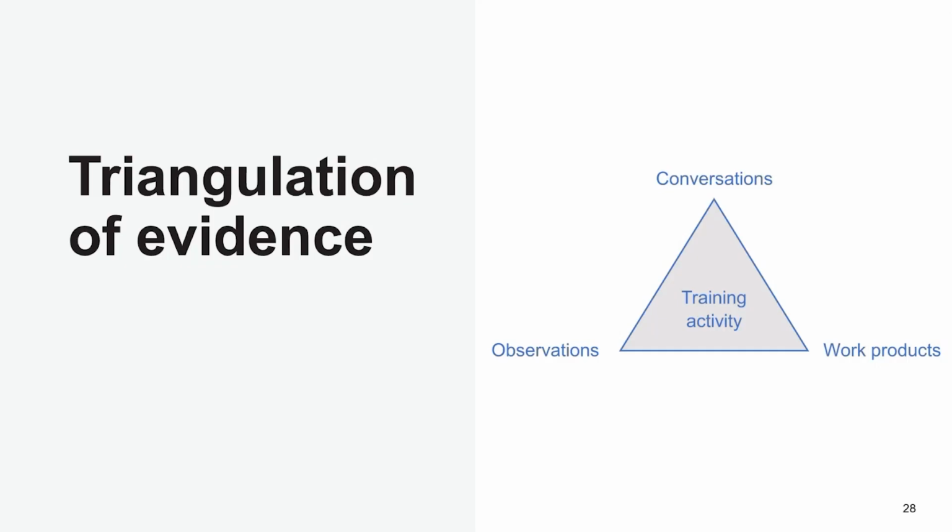It doesn't mean that someone's just going to have 3 pieces of evidence. It just means that they're taking that evidence from 3 different sources, if you like, so 3 different types of evidence. What we've got there are conversations, work products, and observations.